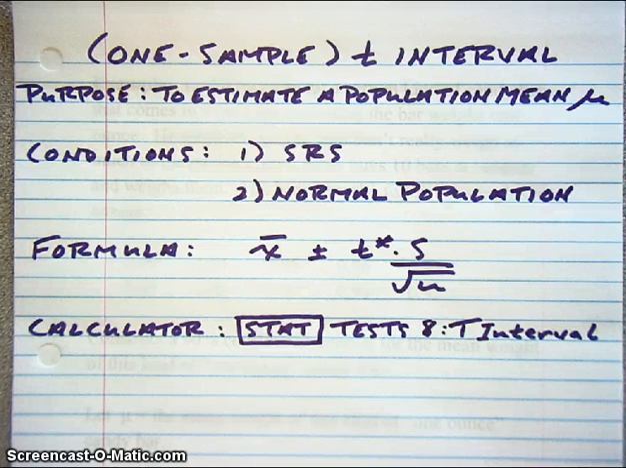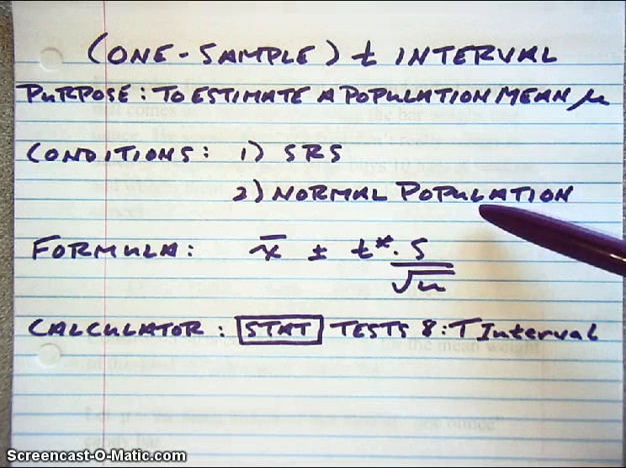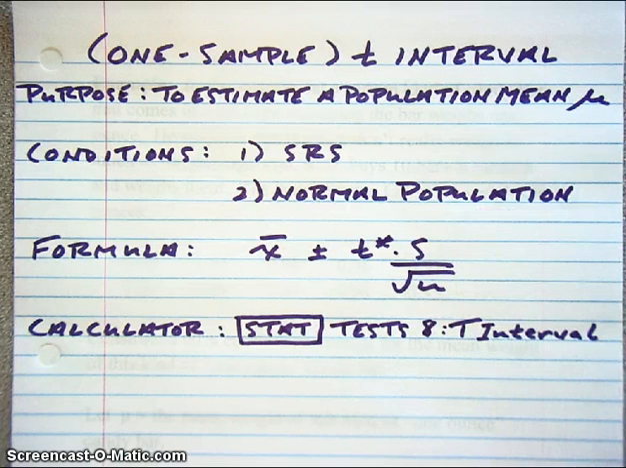Next, we're going to look at the one sample t-interval, or simply t-interval as most people call it. The purpose is to estimate a population mean mu. Conditions: SRS, and normal population. Again, the third condition, that the population must be at least 10 times the sample size, is normally not checked because it's obviously met. But again, you should always think about whether or not your sample observations are truly independent.